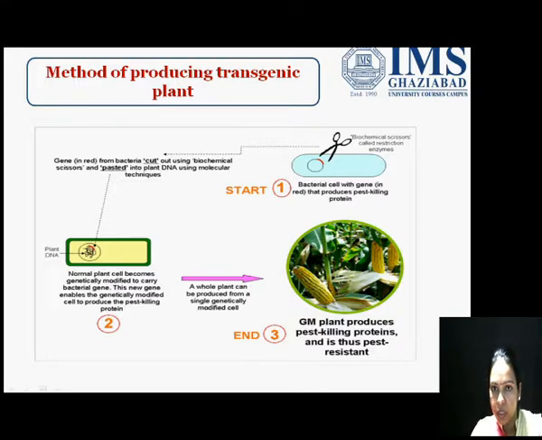Here, suppose this is the bacteria and this is the particular gene that has a specific character, maybe drug resistance or pest resistance, and we want that character to enter into another plant. Then, by means of a restriction enzyme, we cut that portion and insert it into the plant or organism where we want to have that character. After that, the plant or organism will grow and produce different proteins, and it shows that particular trait, that is pest or insect resistance.